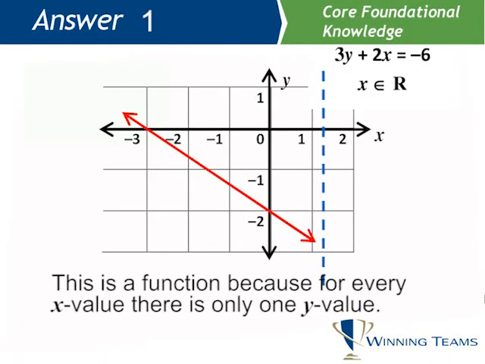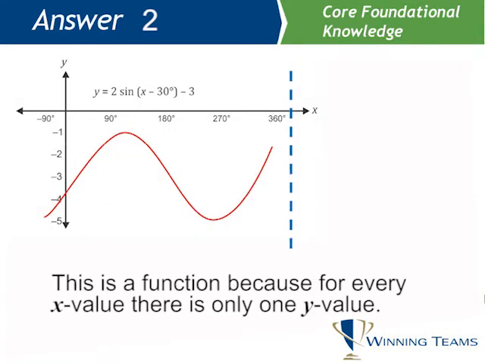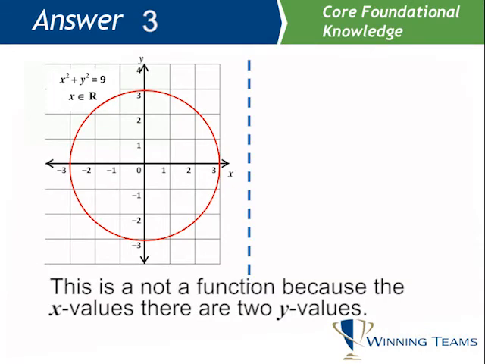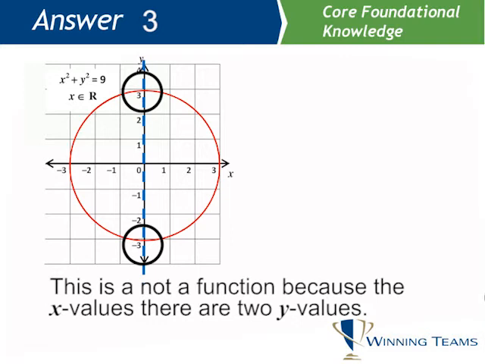The first two graphs are functions because there is only one y value for each x value. You can check this with the vertical line test. The third graph is not a function. For example, the graph cuts the y-axis at 3 and minus 3. So for x equal to 0, there are two y values.